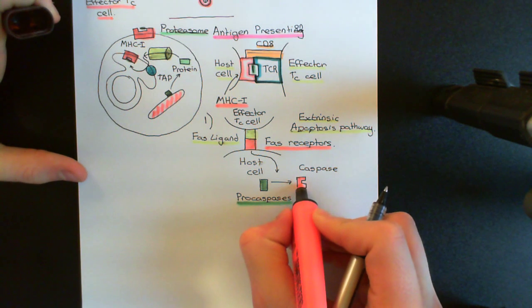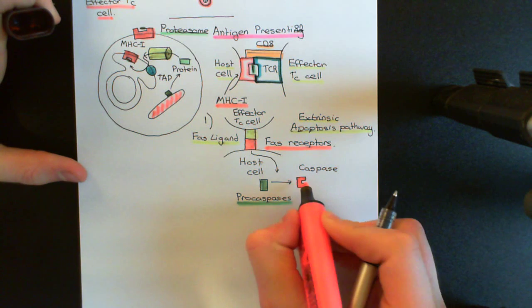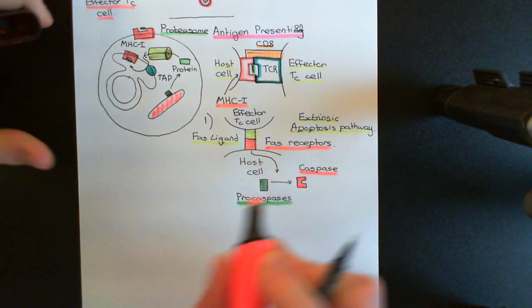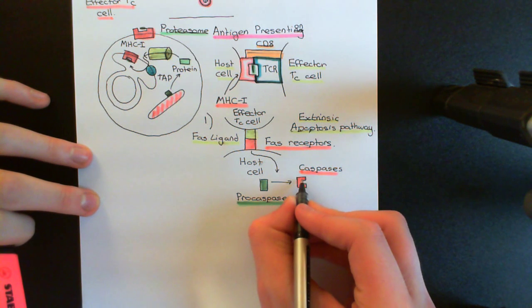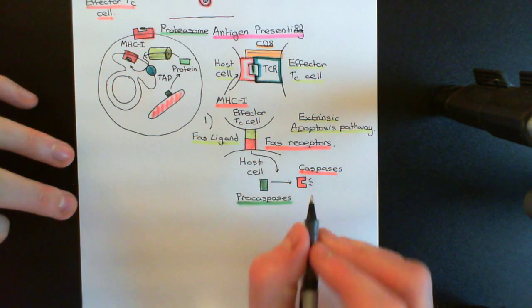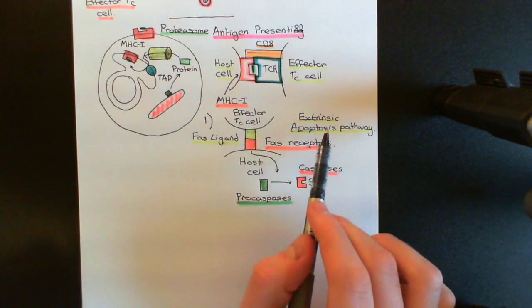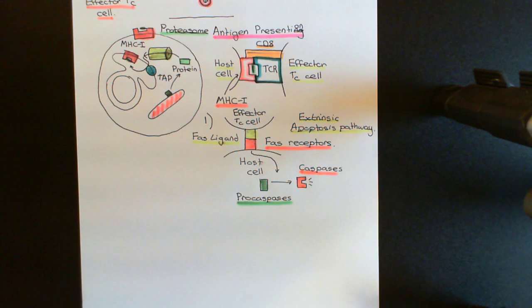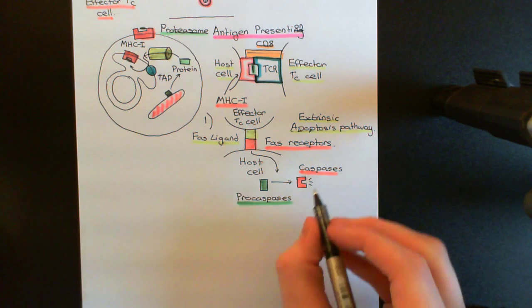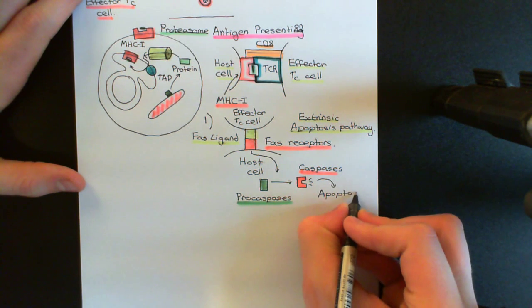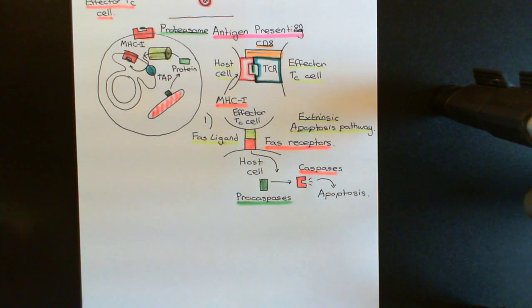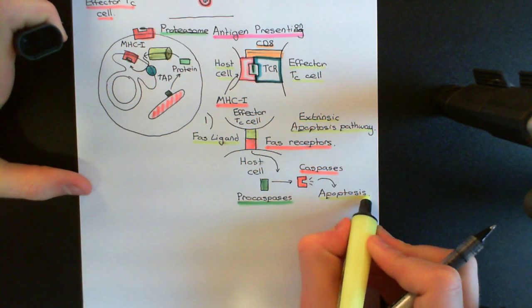So all cells effectively have these bombs waiting to go off to kill them, known as procaspases, and once they've been activated they become caspases. You can see I've now shown the caspase as having an active site, so it's going to be active and break things down. The extrinsic apoptosis pathway results in the conversion of procaspases into caspases. The caspases then break down everything inside the cell. Once you've activated enough caspases, there's no escape; you're just going to be destroyed.